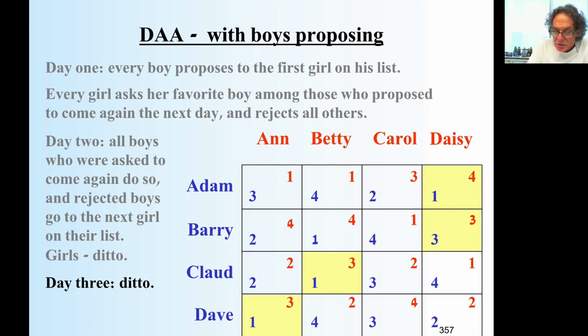Now Daisy looks and says, I got, she had before Adam, number 4. But Daisy prefers Barry to Adam, because Adam is number 4 for her and Barry is number 3 for her. So now, in day 4, she is going to reject Adam, and Adam will go to number 2 on his list.